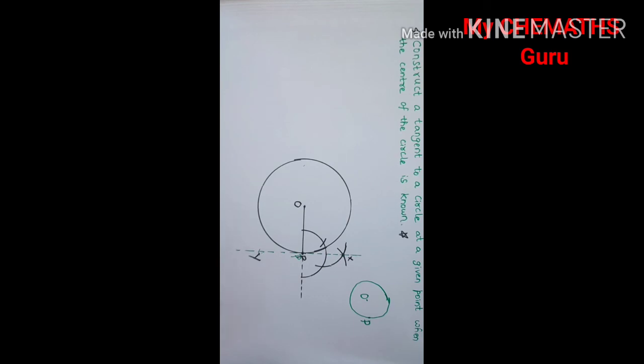I hope all of you understood how to construct a tangent to the given circle at a given point when the center of the circle is known.